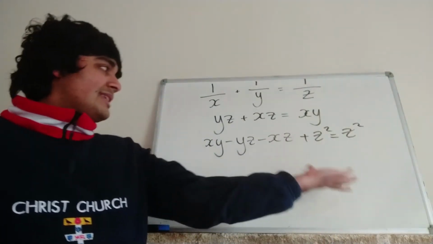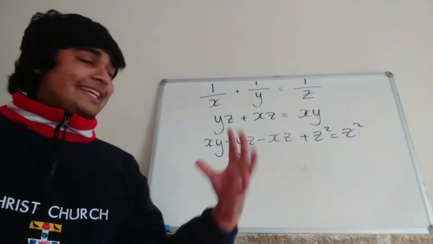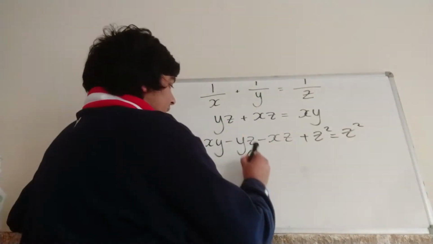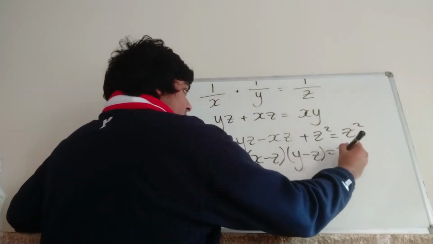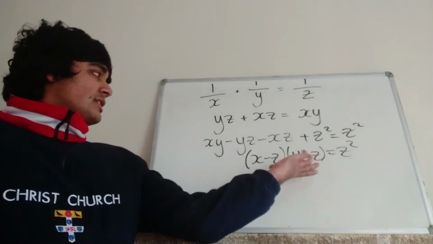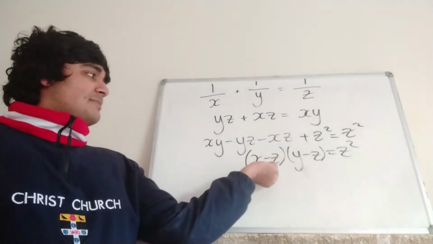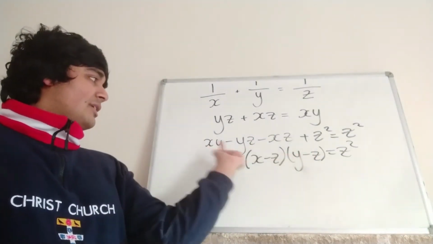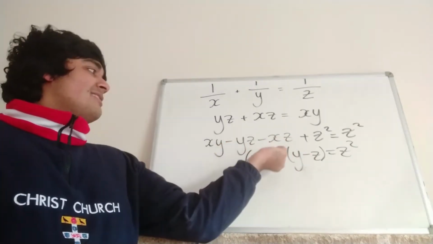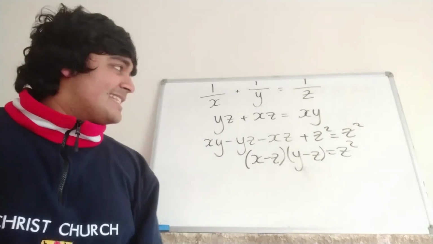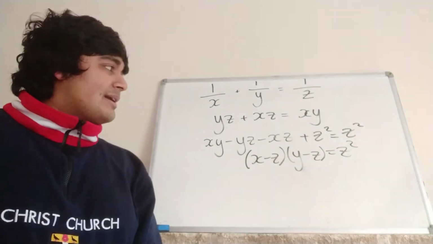And the reason I want to do this is now this left hand side is perfectly factorable, so I can write this as (x minus z)(y minus z), and that equals z squared. So just to see going from this line to this line, let's just expand this out. We get x times y, so xy, x minus z gives us the minus xz, minus z times y gives me the minus yz, and minus z times minus z gives me the z squared there. And then of course I've got this z squared on the right hand side.